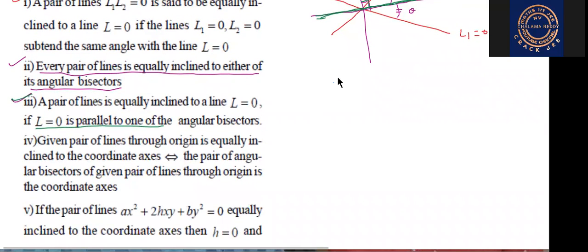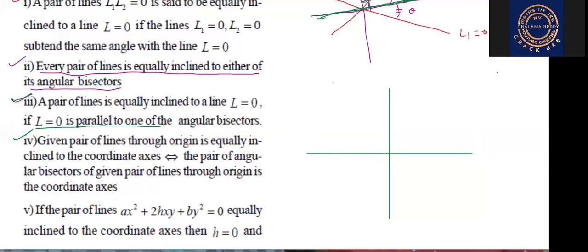So now I am going to the fifth point. Given pair of lines through the origin equally inclined to the coordinate axis. First, draw the coordinate axis. This is coordinate axis, x and y. Here draw that. Given pair of lines passing through origin equally inclined to the coordinate axis. This is one pair, one line.